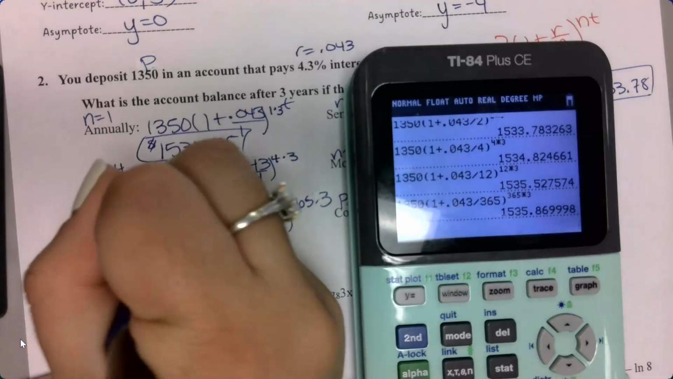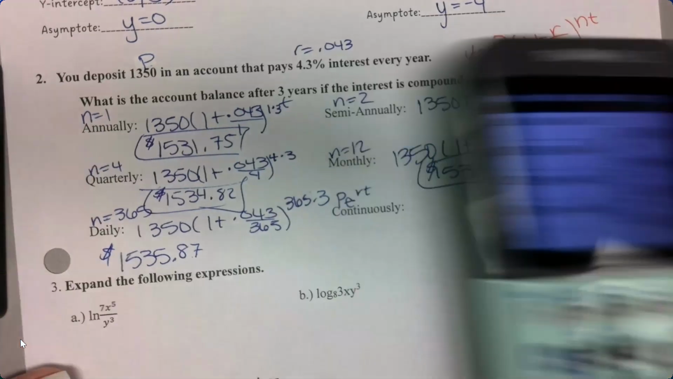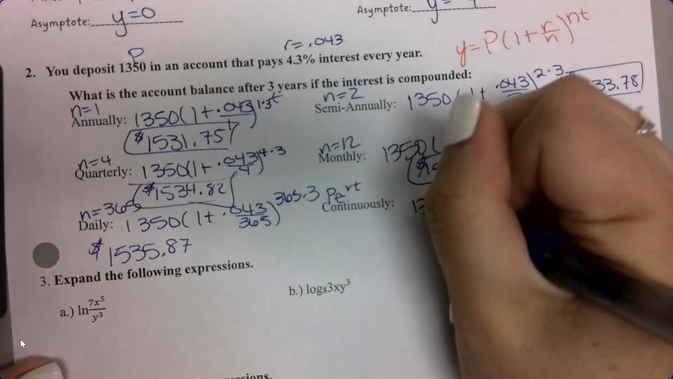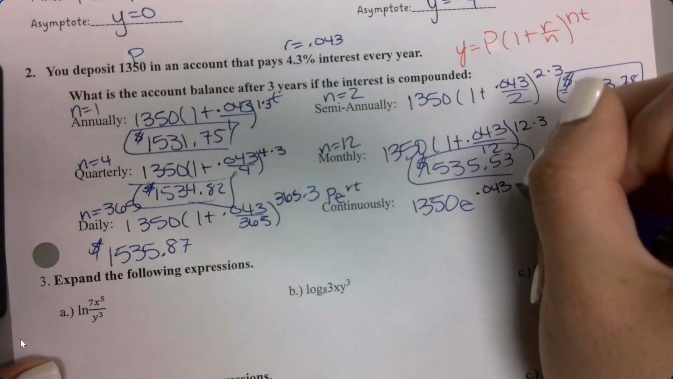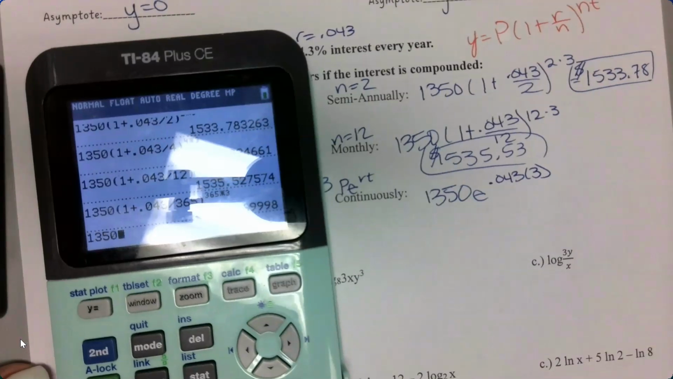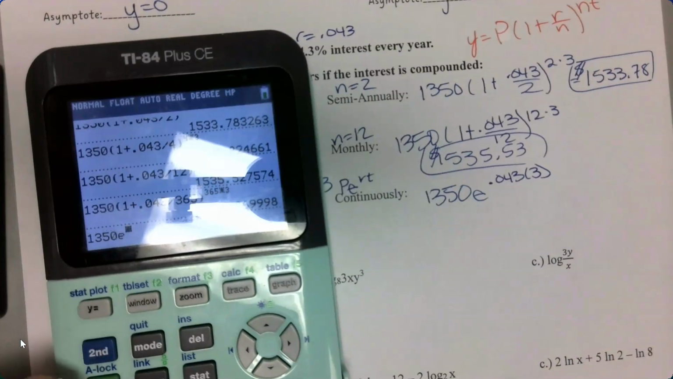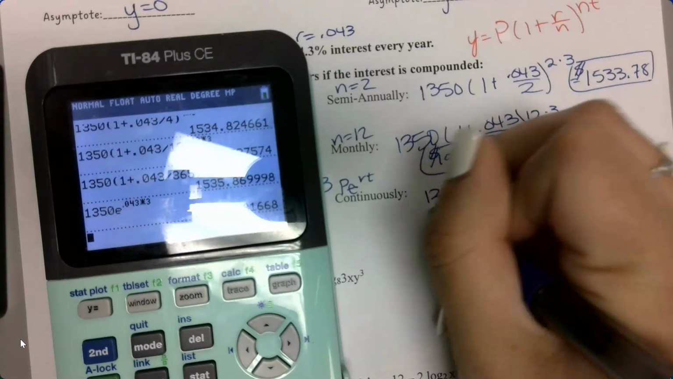So this gets me 1535.87. And then continuously I'm using a different formula, so it's 1350 times e to the 0.043 times my time, which is 3. This one gets me 1535.88.